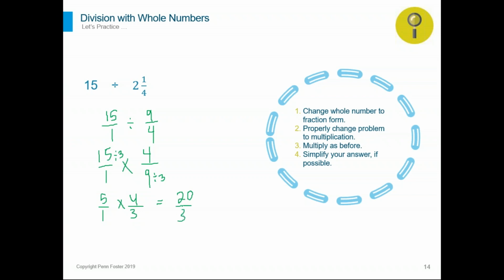This is an improper fraction. Change it to a mixed number. How many times 3 goes into 20? 6 times. 3 remains in the denominator. 6 times 3, and then subtract 20 minus the product. That will be 2 on the top. So your answer in simplest form, 6 and 2/3.